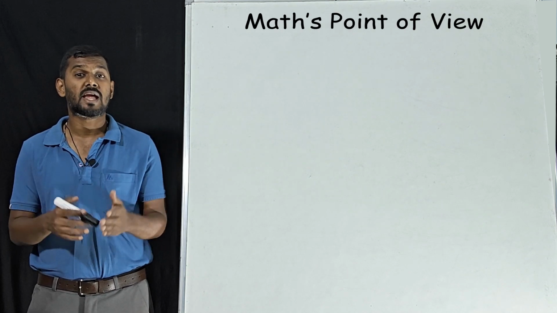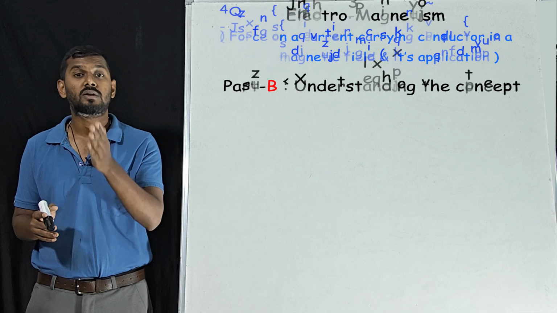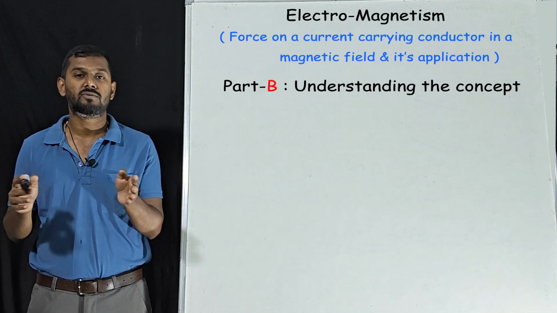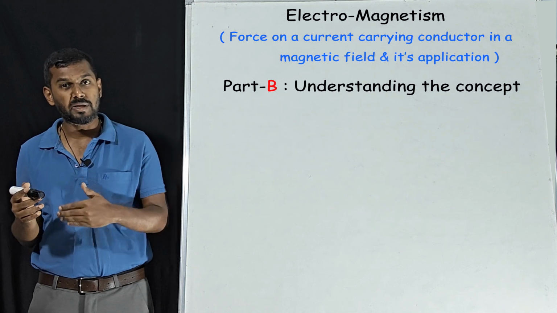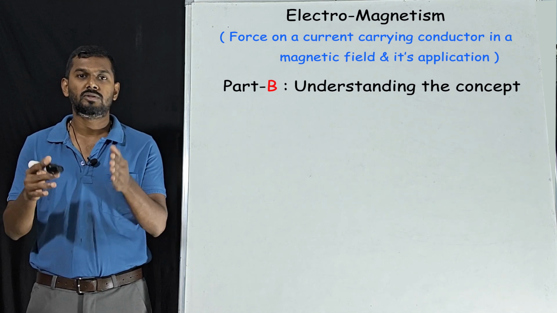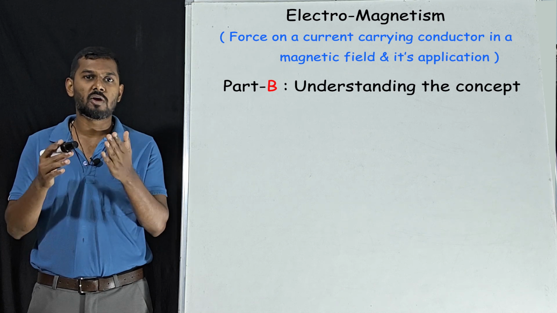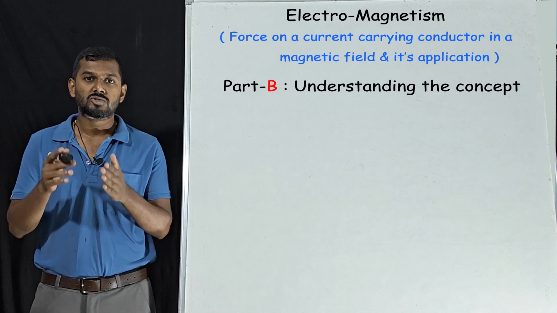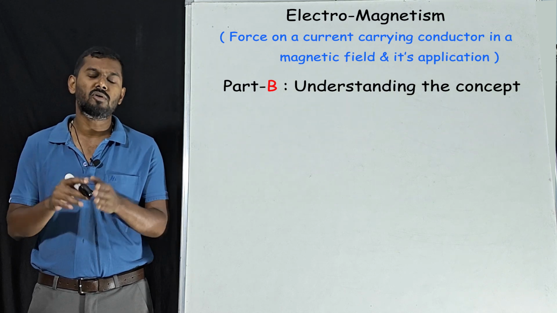Today we are going to understand the concept of force on a current carrying conductor in a magnetic field and its application in the DC motor. This is part B of the magnetic effect of electric current chapter. So this is a concept video. After this we are going to solve each and every theory question which is there in your textbook so that you will get complete knowledge about this chapter.